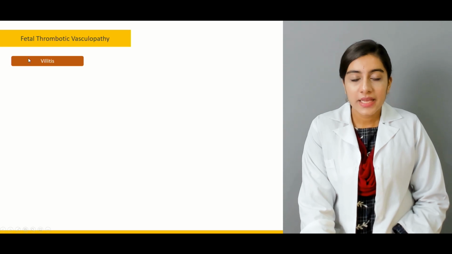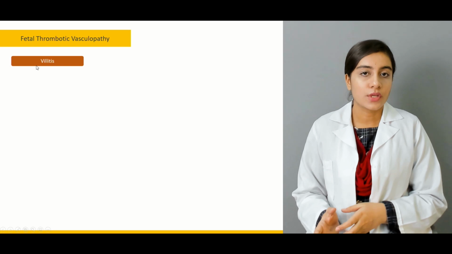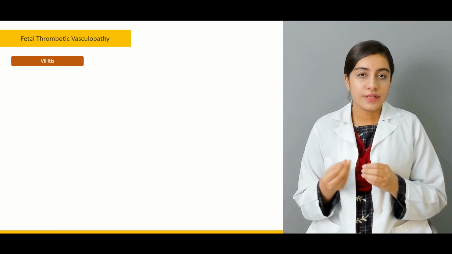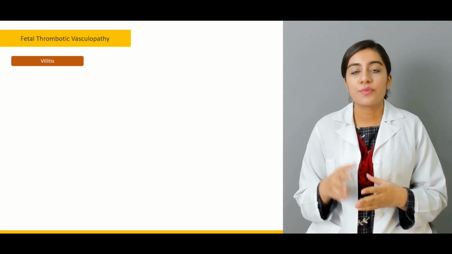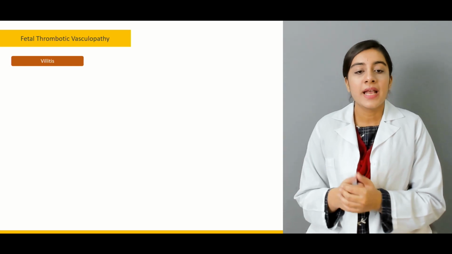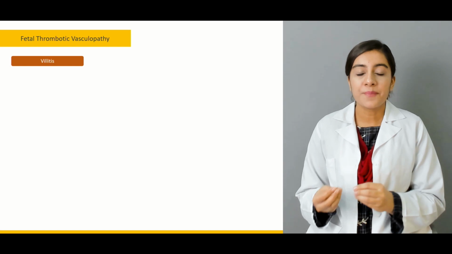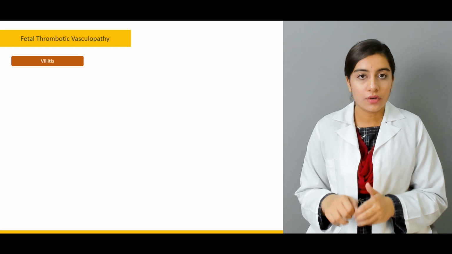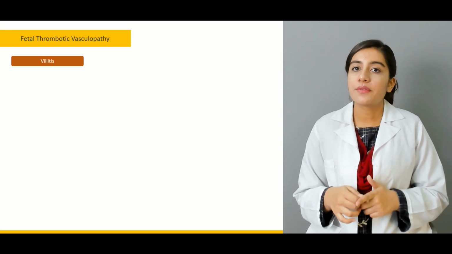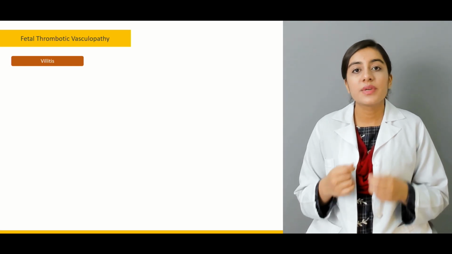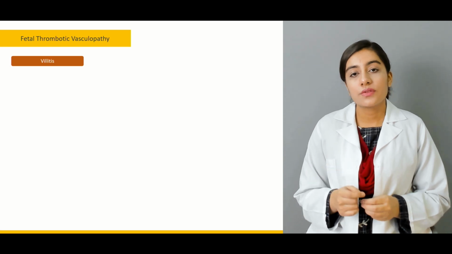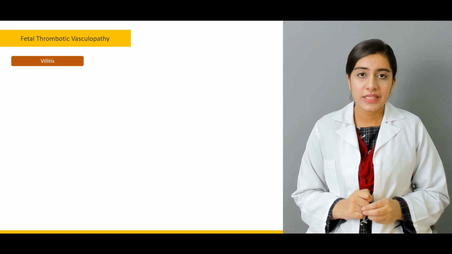There are certain risk factors that can lead to the process, and then certain outcomes of the disease. The first risk factor is villitis. Villi are the structures that absorb the nutrients from the intervillous space and pour them into the circulatory system that reaches the fetus. Whenever there is inflammation of the villi, because of any infection or an unknown or non-infectious cause, it is known as villitis. In villitis there will be eosinophils, macrophages and inflammatory cytokines, and because of the inflammatory process, the absorption of nutrients will be disrupted. So the first risk factor for fetal thrombotic vasculopathy is villitis.